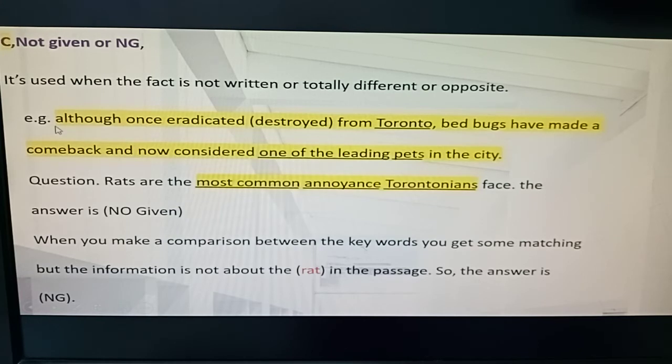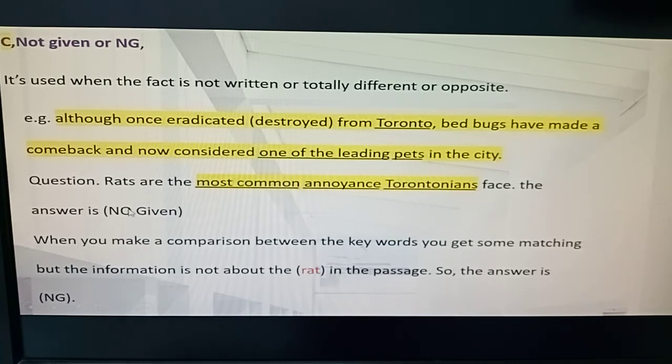For example: although once eradicated, destroyed from Toronto, bed bugs have made a comeback and are now considered one of the leading pests in the city. And in the question you find: rats are the most Canadian annoyance Torontonians face. So the answer is not given.